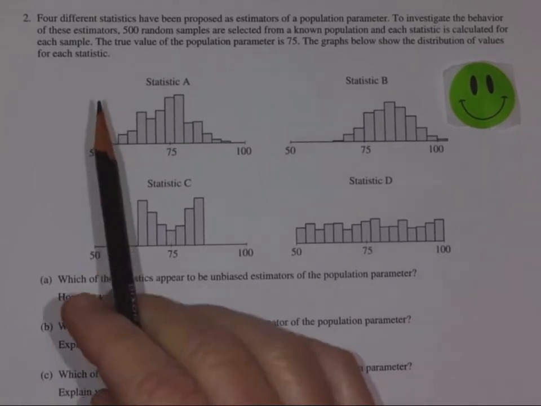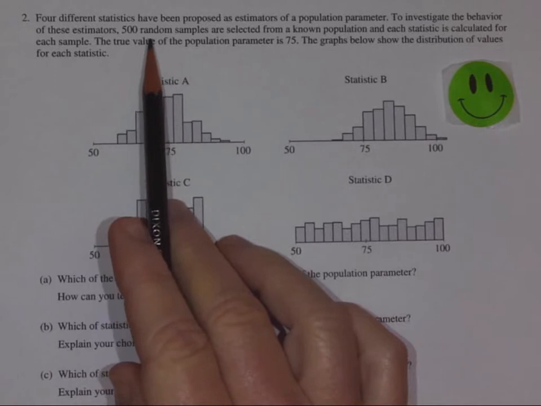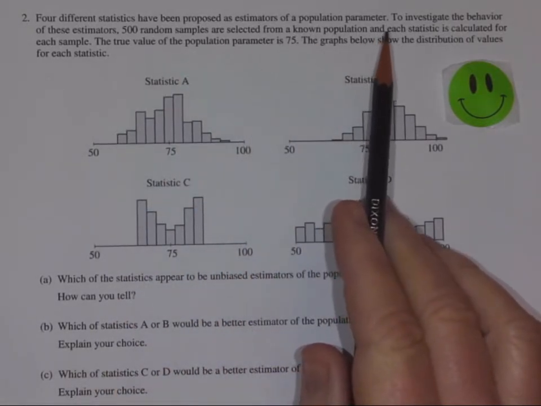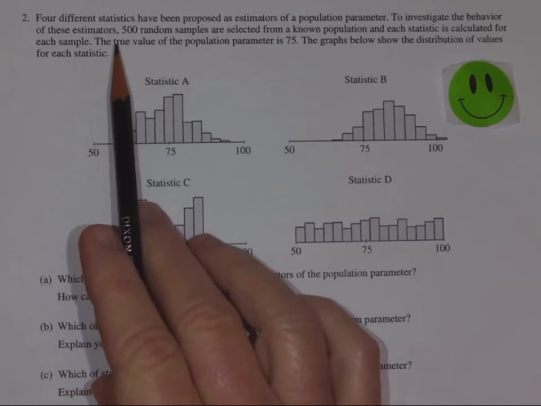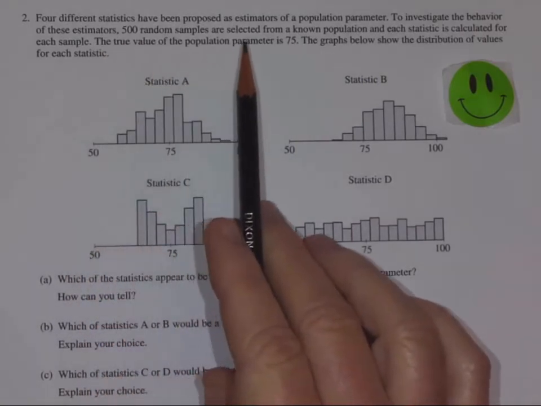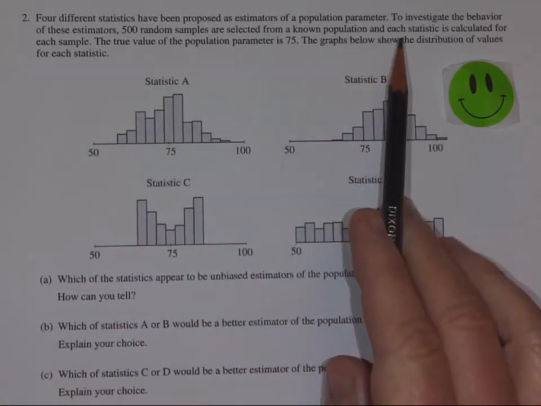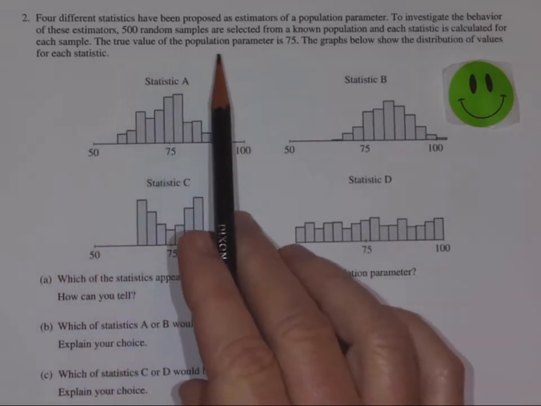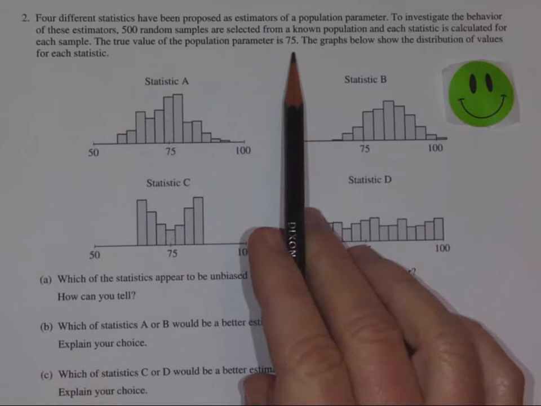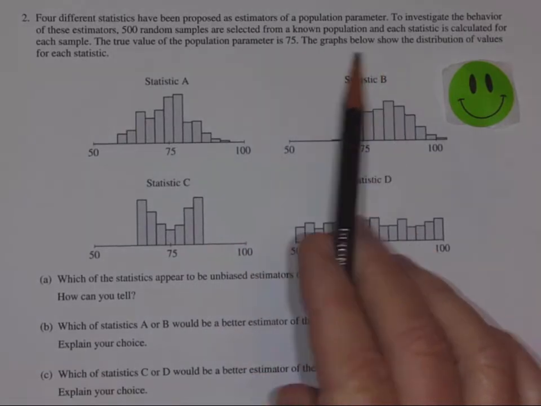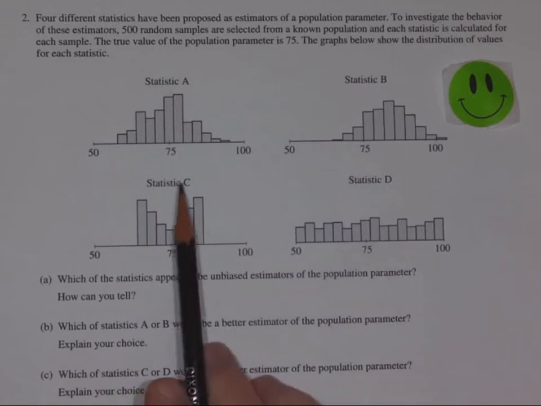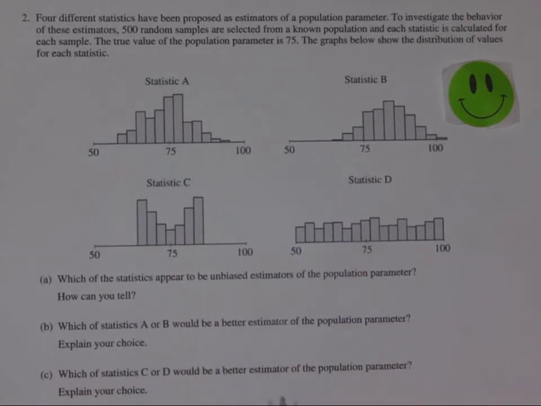So this one says, four different statistics have been proposed as estimators of a population parameter. To investigate the behavior of these estimators, 500 random samples are selected from a known population, and each statistic is calculated for each sample. The true value of the population parameter is 75. The graphs below show the distribution of values for each statistic. So there's statistic A, statistic B, statistic C, and statistic D.